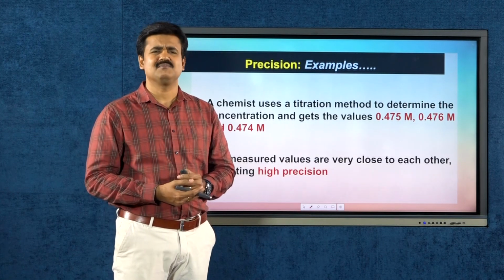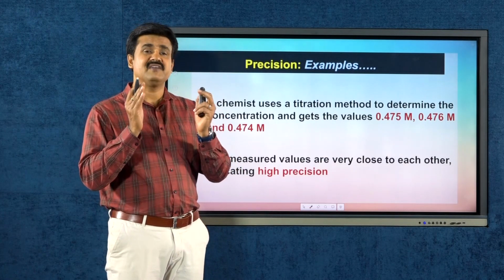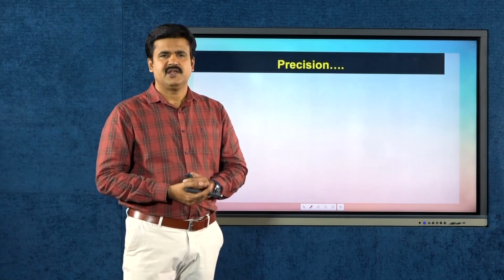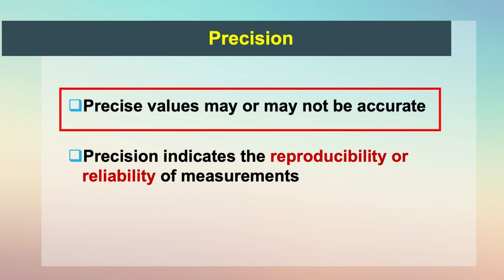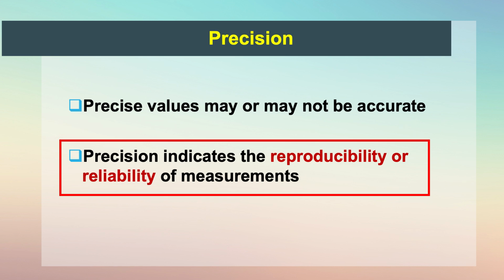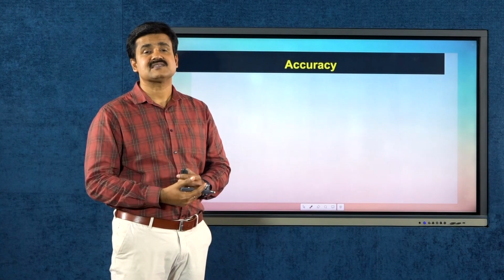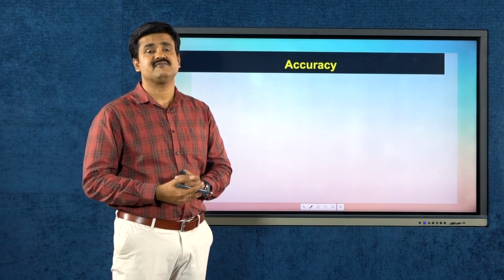That is all about certain examples associated with precision to illustrate the concept of precision. Hope you have understood the concept associated with precision. Now, precise values may or may not be accurate. Precision indicates reproducibility or reliability of the measurements. For a better understanding, we have to remember the concept of accuracy also, and we have to make a simple comparison between accuracy and precision before moving on to statistical methods for expressing the precision.